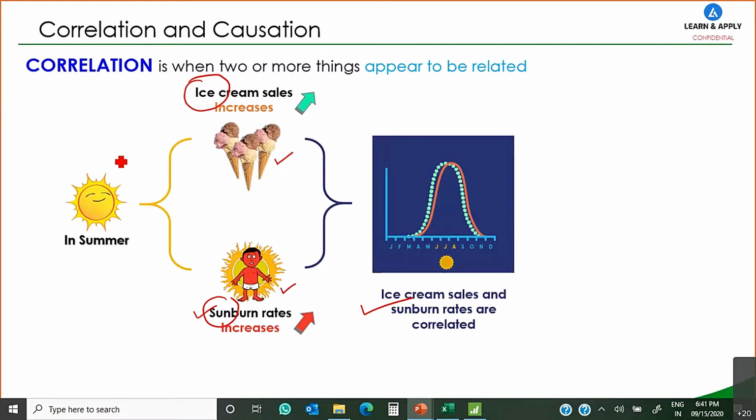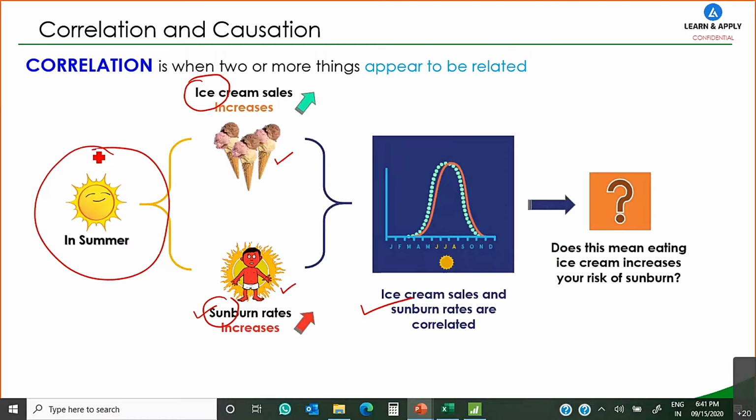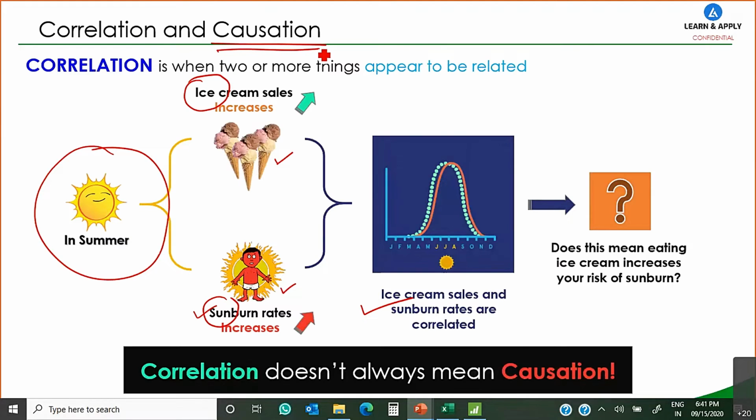That can be caused by the third variable, and that is summer, or we can say heat, right? Does this mean eating ice cream increases the risk of sunburn? Absolutely not, right? So in this case, another term comes into the picture, that is called causation. Okay, so correlation doesn't always mean causation. Causation is a different thing which we are going to see.